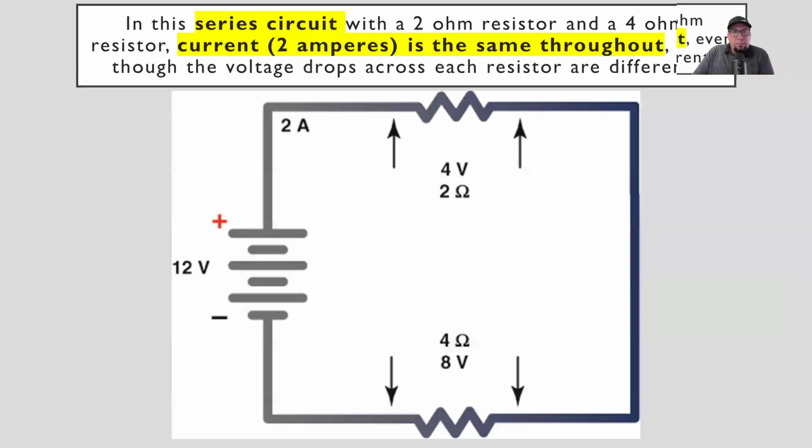All right, so let's get to a couple of circuits here that we can do some calculations on. This is the exact same circuit as the previous, I think it was 2 slides ago. Now this circuit here, we have 12 volts and we have 2 amps and we have a total of 6 ohms.